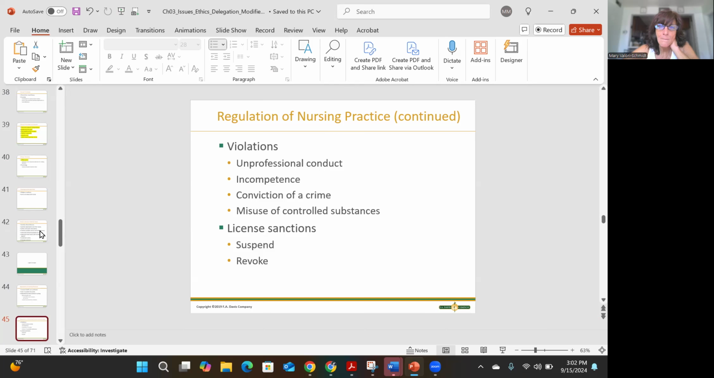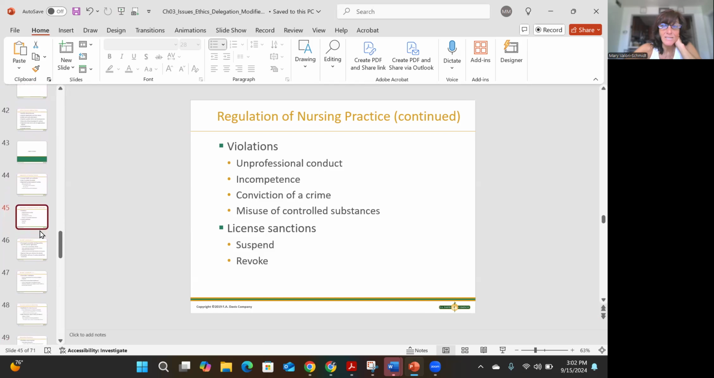Violations would include things like unprofessional conduct, and that's very vague, and we'll talk more about this in another video. Incompetence, which is negligence, right? Or not doing something knowing that you don't know how to do it and then harming someone because of it. Conviction of a crime, again, that's kind of a gray area, depends on the crime. And then, of course, misuse of controlled substances, right? They can suspend you or they can revoke you. New Jersey has something called a RAMP program for drug users.